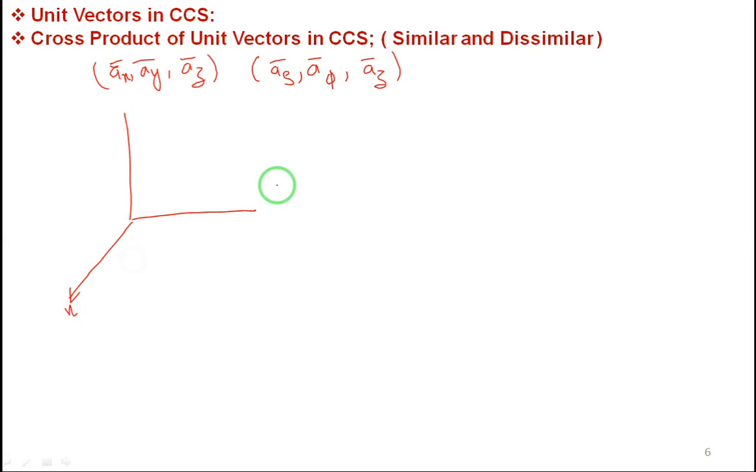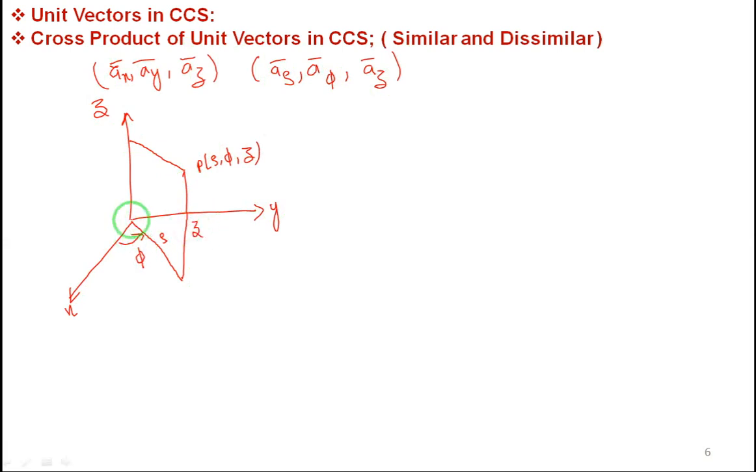Okay, x-axis, y-axis, and z-axis. Yes, I'll try to locate one point here. I am taking phi equal to a constant plane. I will not show all the cylindrical. Phi equal to constant. Here point P is there, having the values rho, phi, z. This distance is rho, and the angle made here is phi, and this height is z.